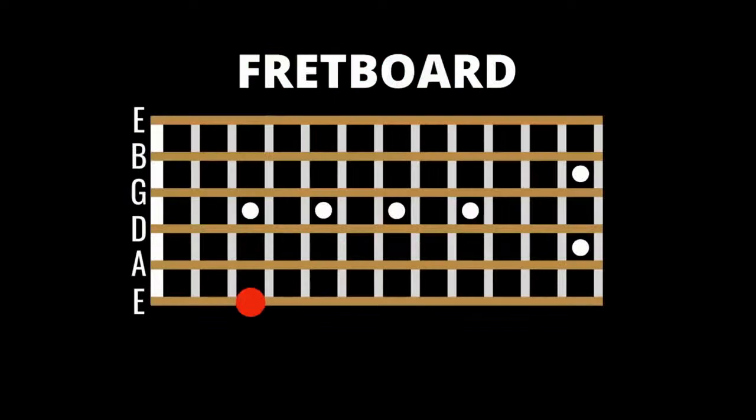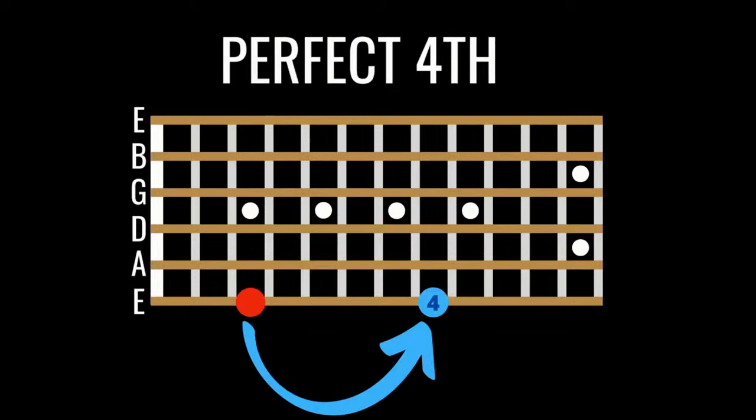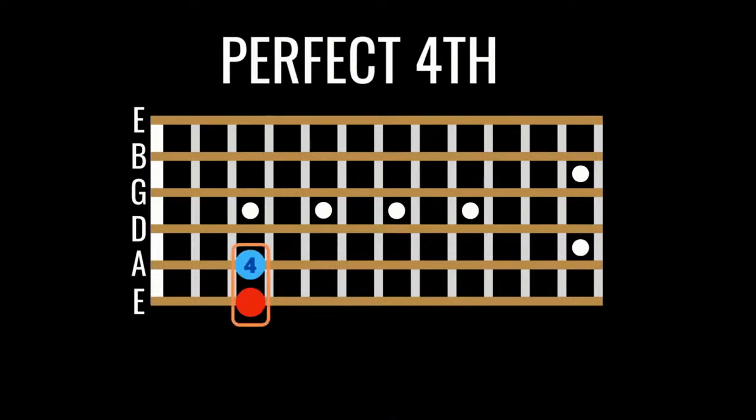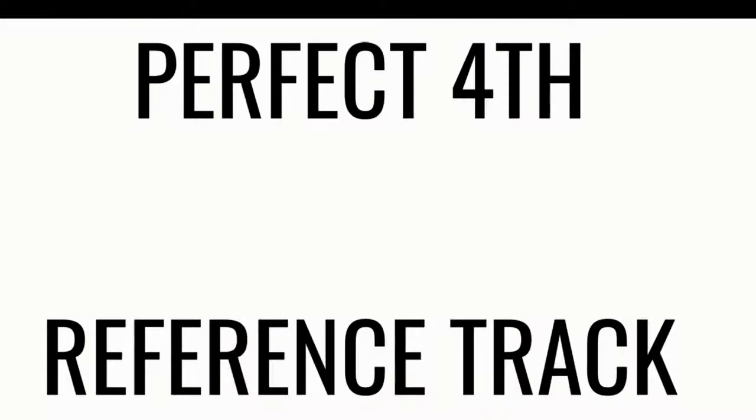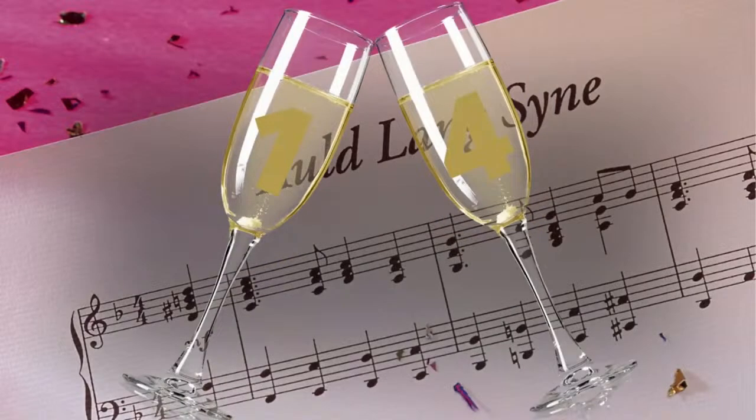A perfect fourth can be found 5 semitones or 5 frets higher than our starting note on the same string. Alternatively, it would be directly beside our starting note on the next available string. There are 2 very well known and universal reference tracks we can use for a perfect fourth interval. One being Auld Lang Syne, and another being Amazing Grace.